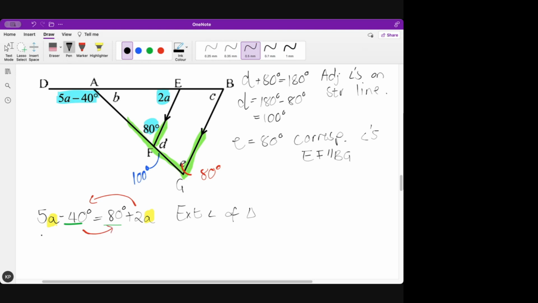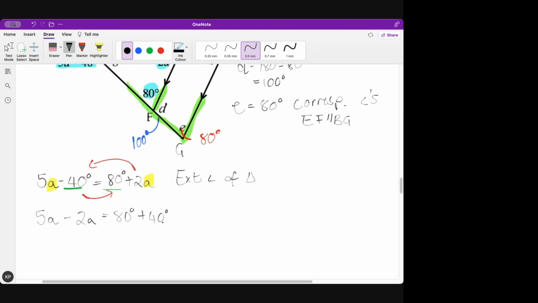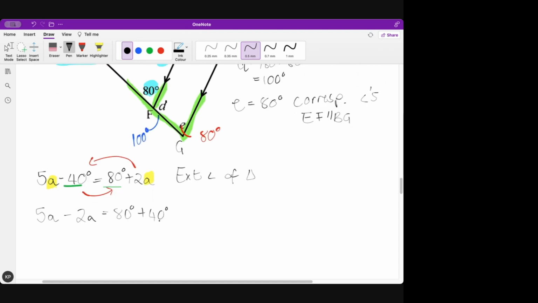When 2A goes over, it becomes what? When 2A gets to the other side, it's a minus 2A. And when 40 goes over, what happens with that? It becomes a plus 40. Nice, guys. Now, what's 5A minus 2A? 5A minus 2A is 3A. And 80 degrees plus 40 degrees is 120 degrees.